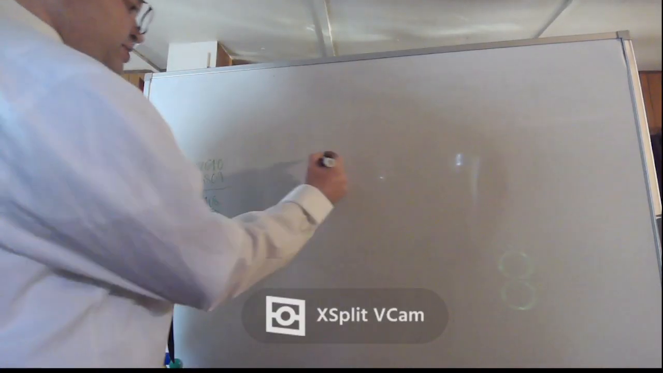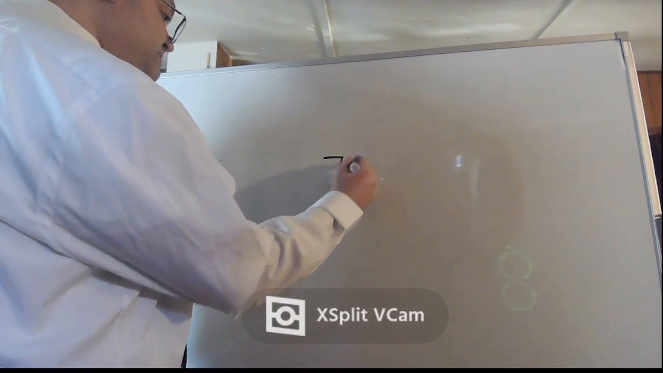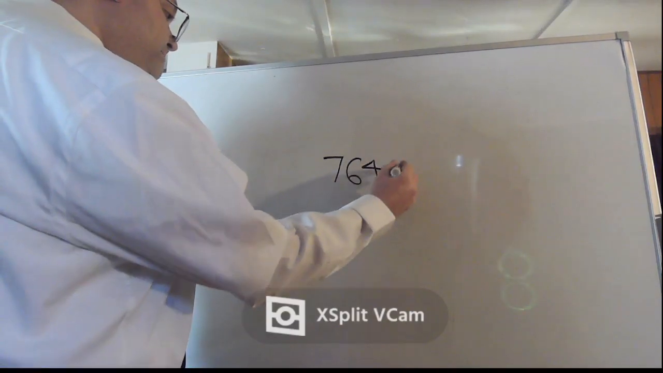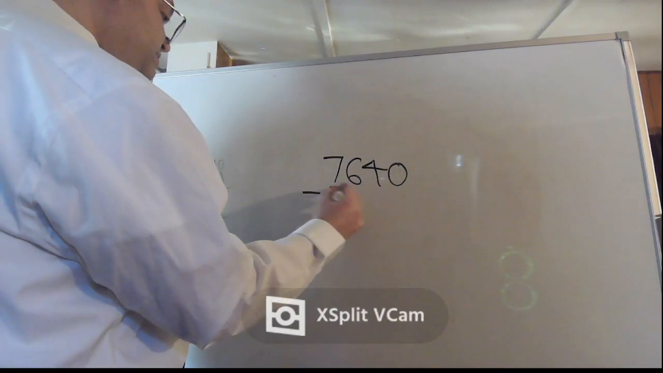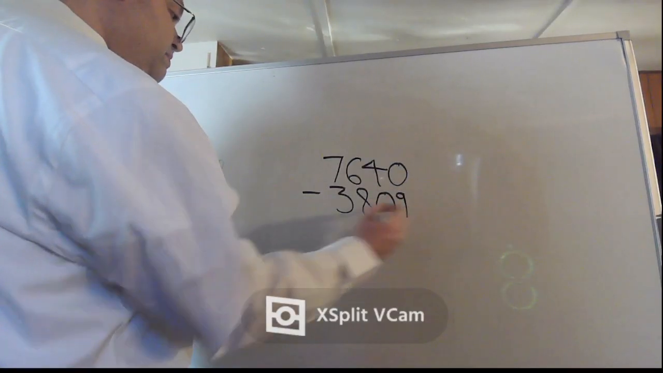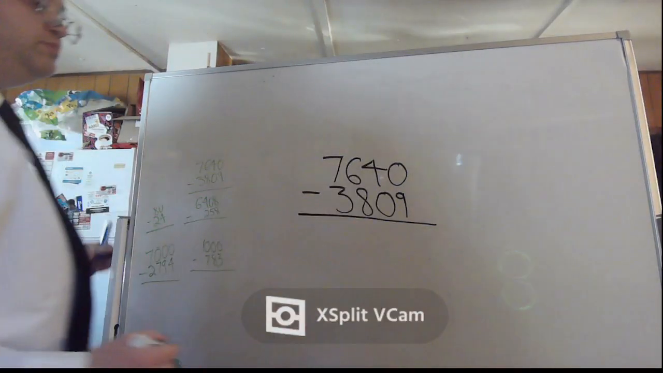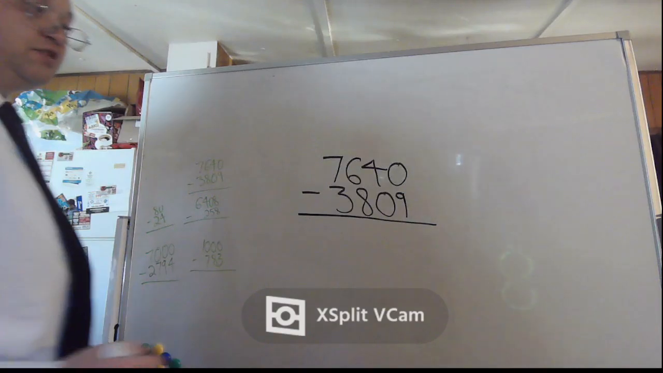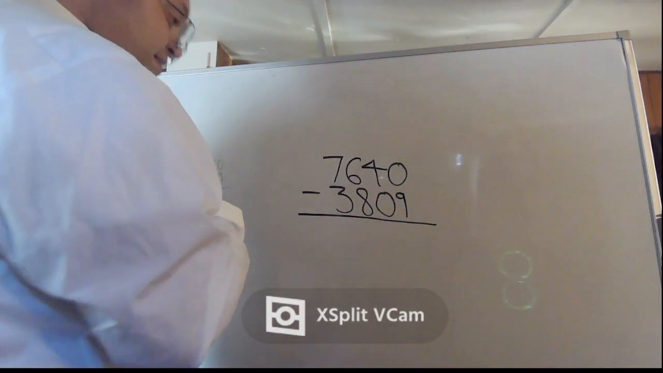Okay, we've got another problem here. 7,640 minus 3,809. Well, we notice we have 0 minus 9 to start with over here at the right. That's not going to work, is it?